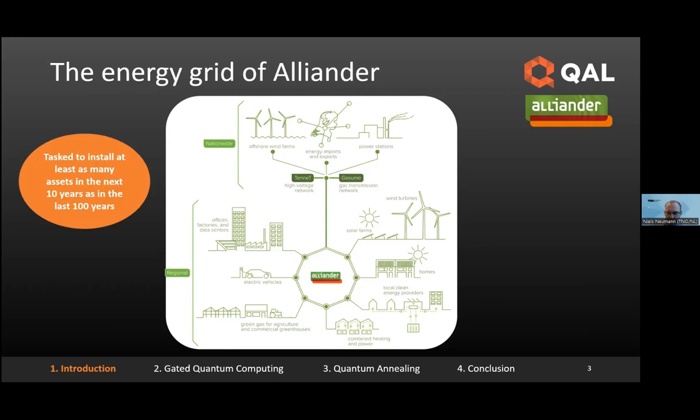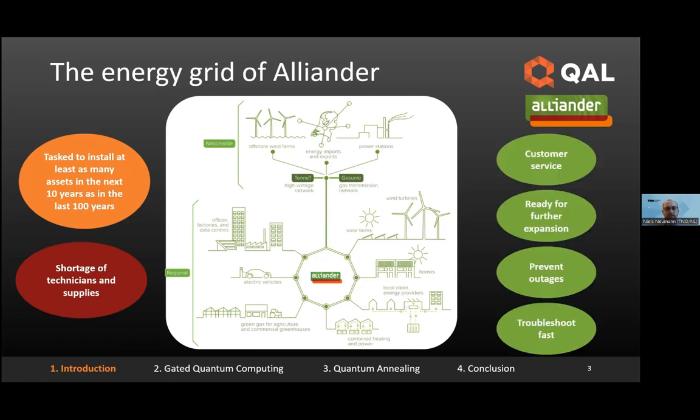And the challenge that Alliander faces is that in the next 10 years, they have to increase the network resources by as much as they had done in the last 100 years. And this comes upon the added challenge of a shortage in technicians and in the supplies and the resources to increase the network.